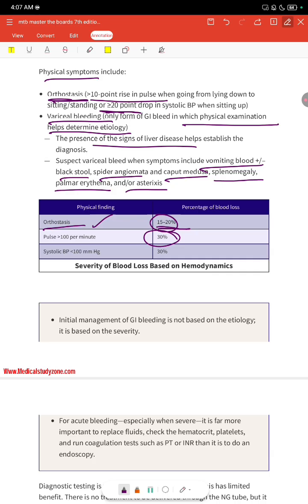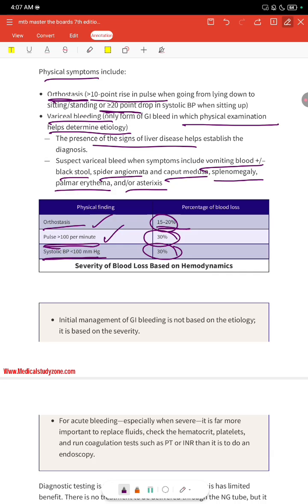If 30% is lost, the pulse rate will be more than 100 per minute, or the systolic blood pressure will be less than 100 mmHg. So this is how you correlate the physical finding with the percentage of blood loss.